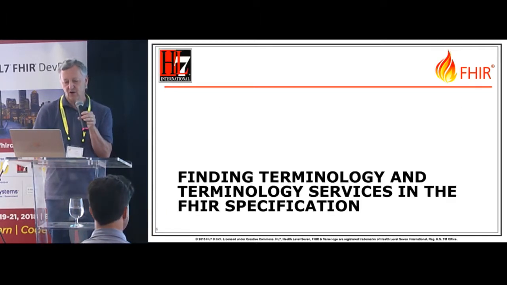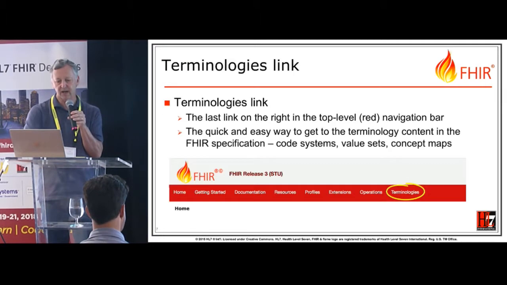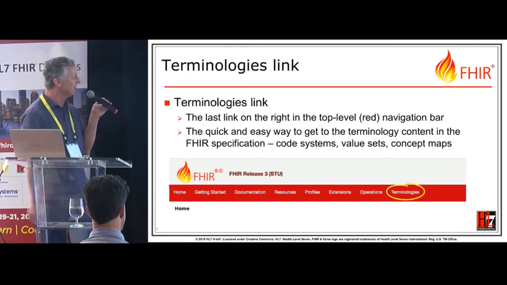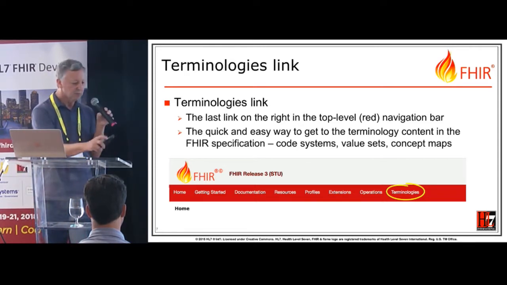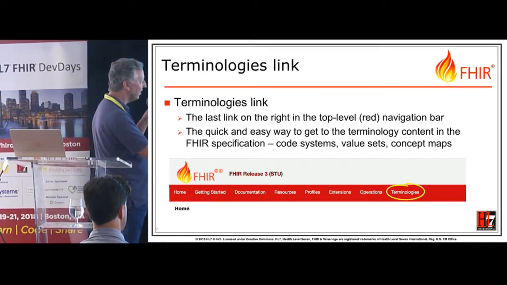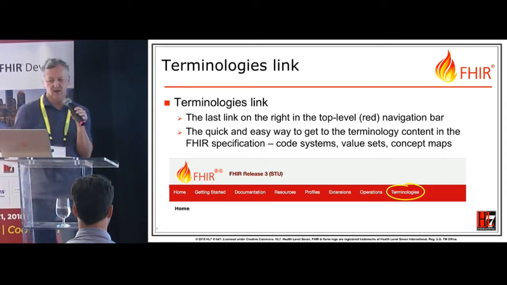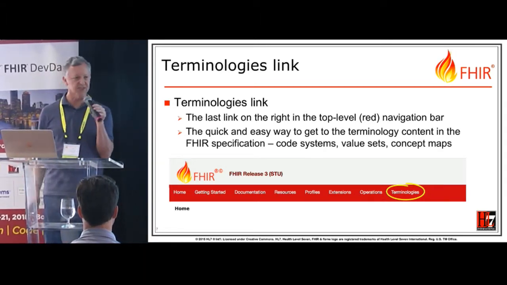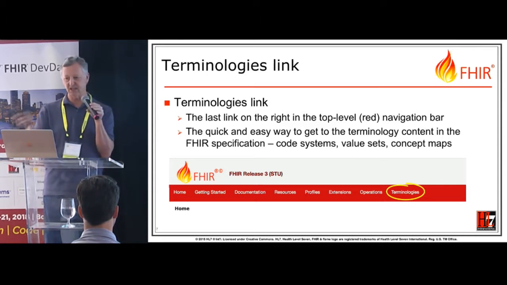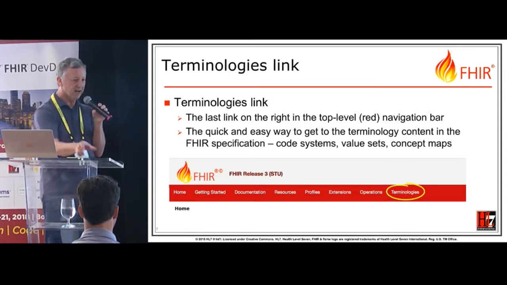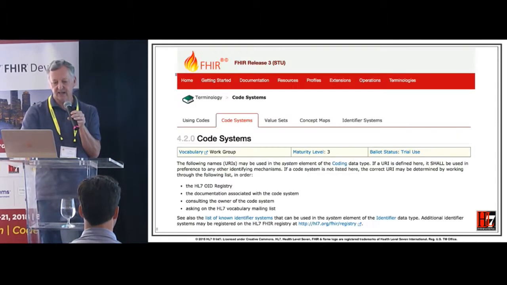So again, a little bit about where to find things. The first bit is there's a link right at the top of the FHIR specification. I don't know if you all have seen it, but right there, terminologies. If you're trying to find code systems, value sets, and concept maps, that's your first place to check. It's got them pretty well organized and laid out, and you can get to things that you need there pretty quickly. So you need to know about that.